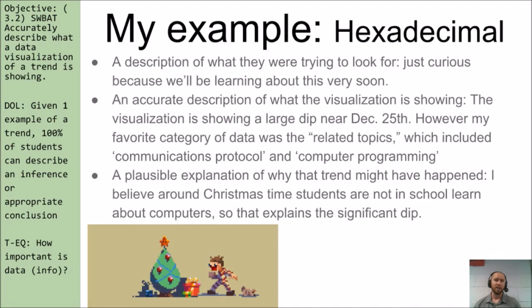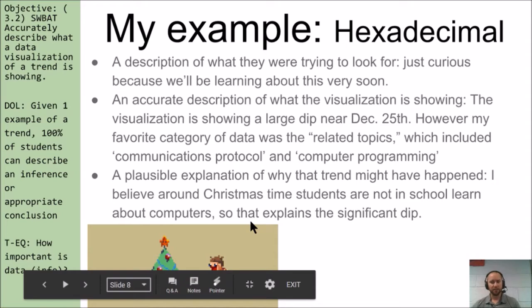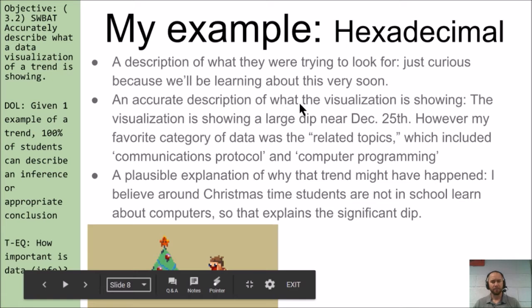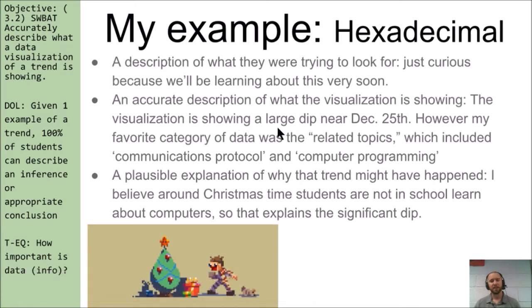So using my example and how I answered those questions, I searched hexadecimal. For a description of what I was looking for, I said I'm curious because we're learning about that very soon. For the second one, to provide an accurate description of what the visualization is showing, I say that the visualization is showing a large dip near December 25th. However, my favorite category of data was the related topics, which included communications, protocol, and computer programming. So that's also what the visualization was showing me.